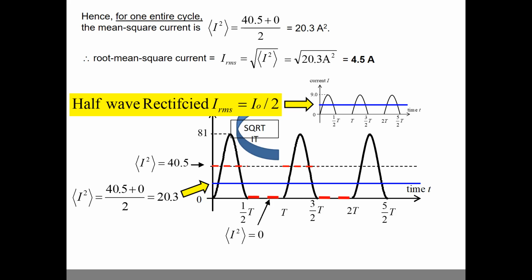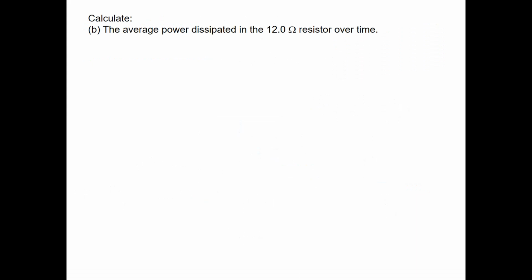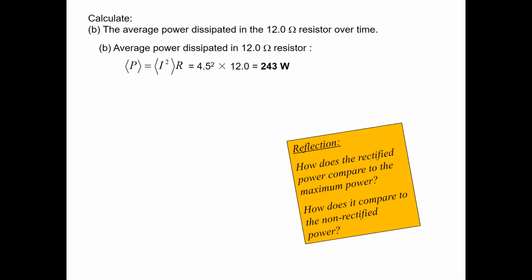Because if you take the mean value, it's going to be a lot lower. Not a lot, I mean it will be definitely lower than 4.5. The mean value of a rectified circuit will be lower than the root mean square value. Okay? Calculate the power. Power is just I squared R, put it in, you're done.